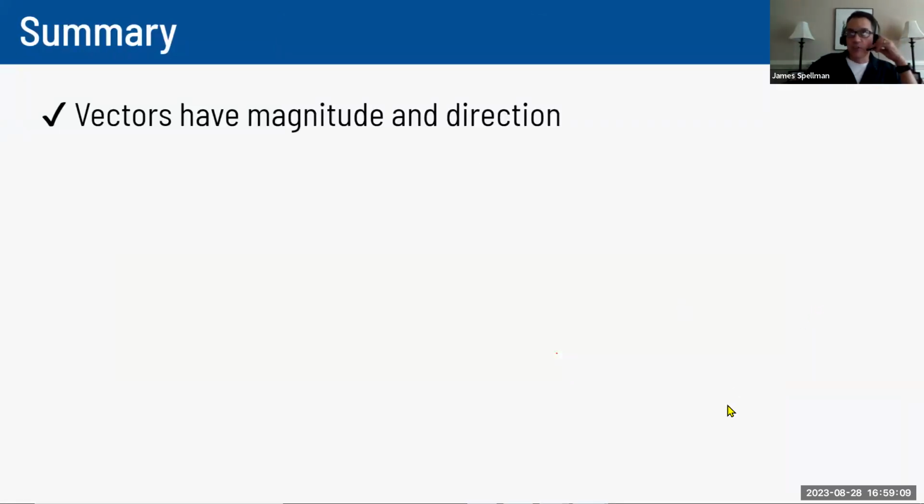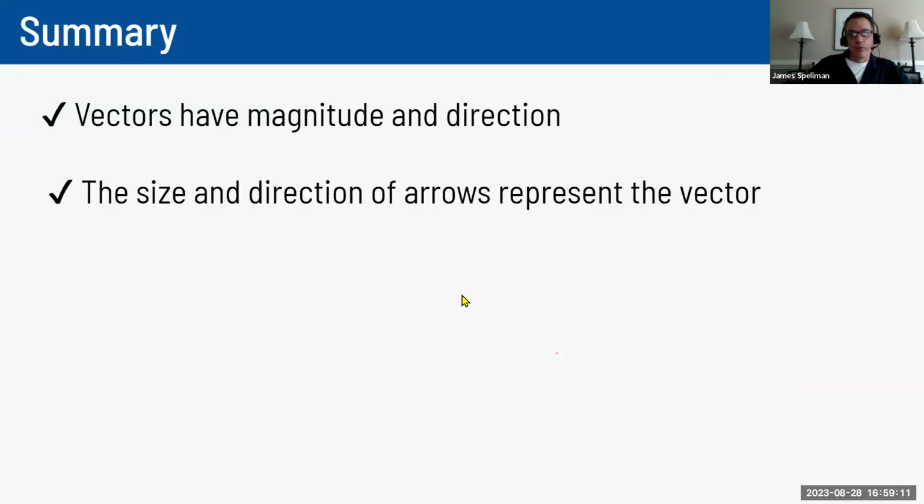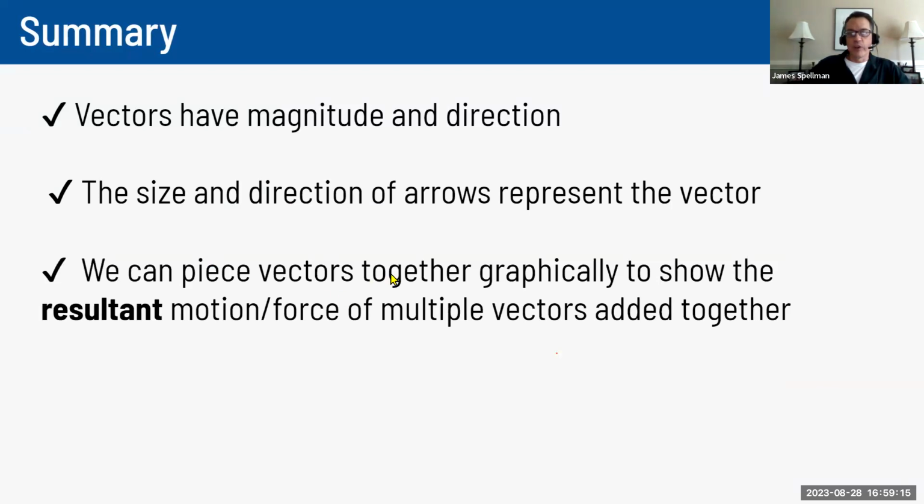So vectors have magnitude, they have direction, and we can represent this by drawing. And so these arrows represent the size and the direction of the vector. And then if we have multiple vectors, multiple motions, multiple forces, we can put all of those together to create a resultant vector, which would show the overall combined motion that we have there.